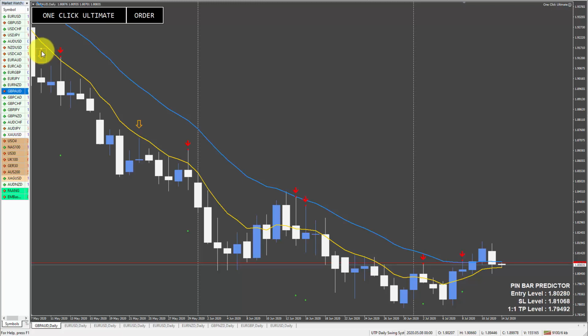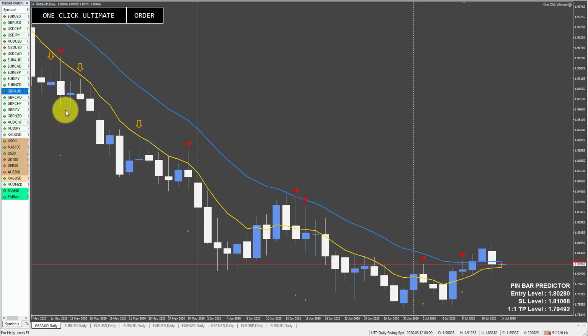Similarly, this was too far. This was not a signal. This was not a signal. Because while they were bearish pin bars, they were not in the correct location. They were not touching the moving average. So here's your arrow pointing down for a sell signal.